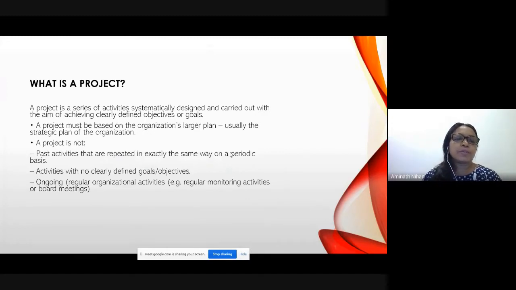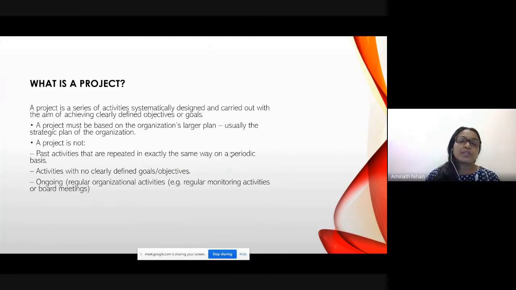So here's a little bit about what a project is and what it isn't. As you can see, here's the definition. A project is a series of activities systematically designed and carried out with the aim of achieving clearly defined objectives or goals. Here you can see two keywords. First is systematically designed. So the design has to be in such a way that the defined objectives or goals can be achieved. Those two parts are very important for a project.